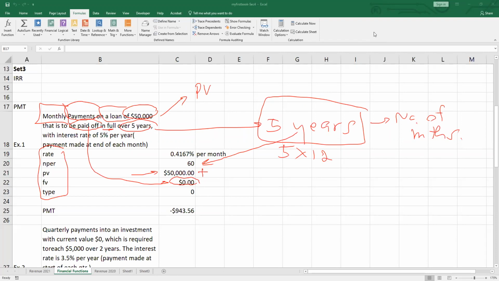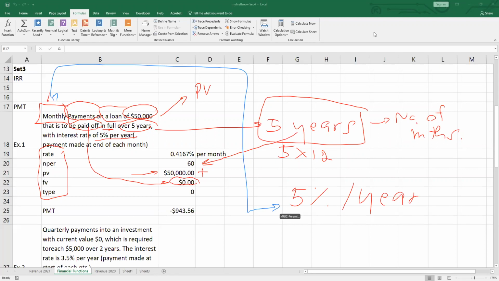The interest rate: as I mentioned earlier, when you have an interest rate of 5% per year but you pay monthly, you have to change the interest rate to a monthly percentage by dividing 5% by 12, so that you can get the monthly rate. You can see that the interest rate per month is a lot smaller than percent per year, because percent per year is 5%, right? But the rate per month is just 0.4167% only. And lastly, it says that the payment is made at the end of each month. So the type is zero.